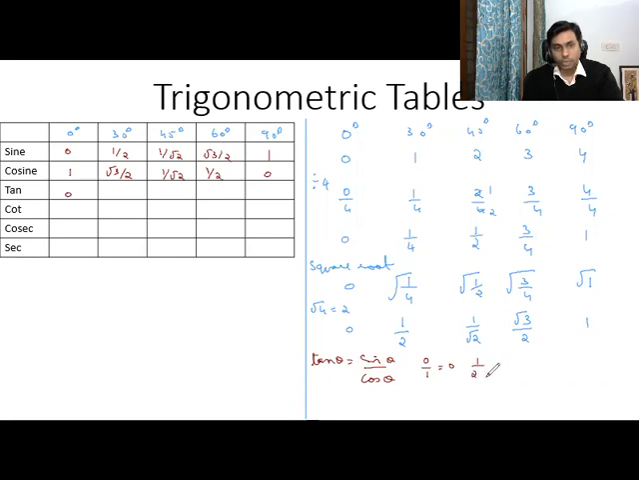Second case, it is 1 by 2 divided by root 3 by 2. 2 and 2 will get cancelled. It is 1 by root 3. Third case, it is 1 by root 2 divided by 1 by root 2. All of it will get cancelled. You are left out with 1. Fourth case, it is root 3 by 2 divided by 1 by 2. 2 and 2 will get cancelled. You are left out with root 3. And the last one is 1 divided by 0, which is infinity or undefined.